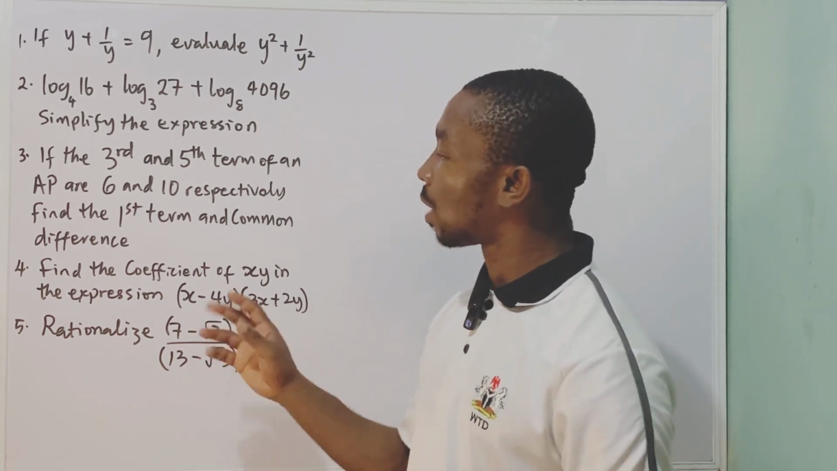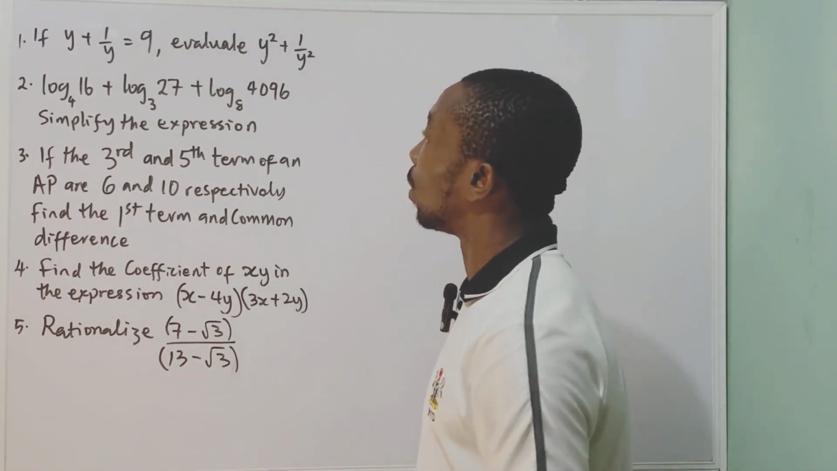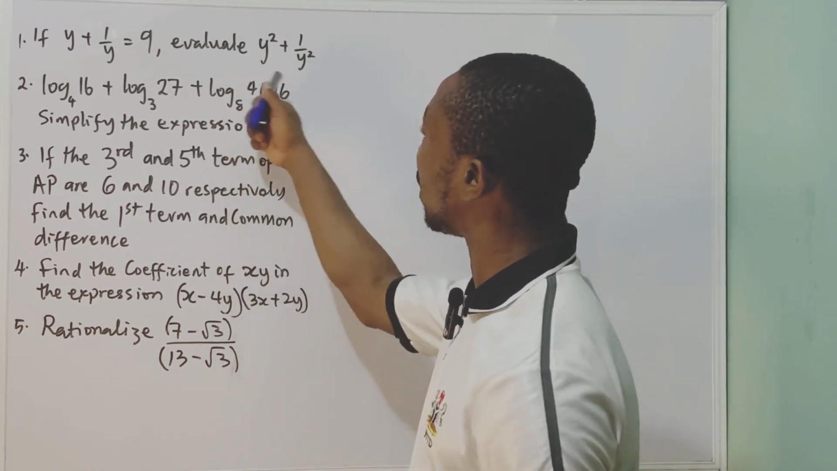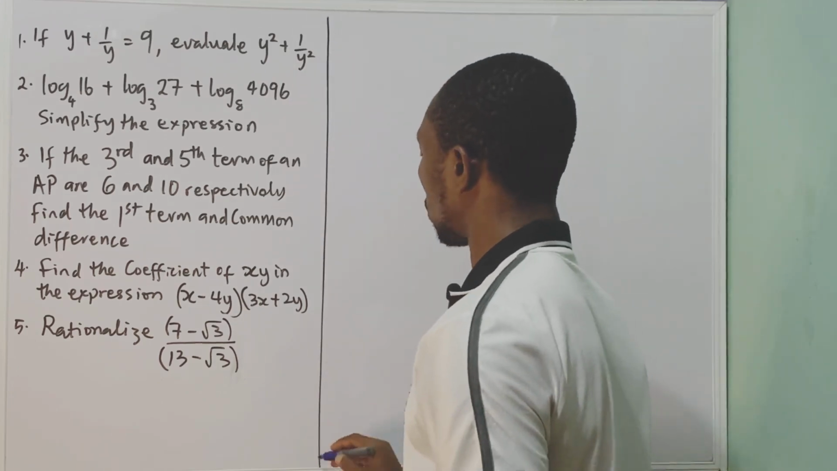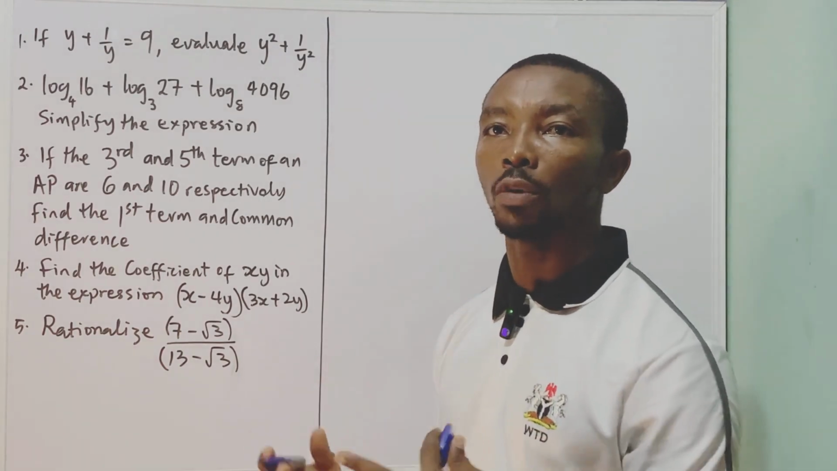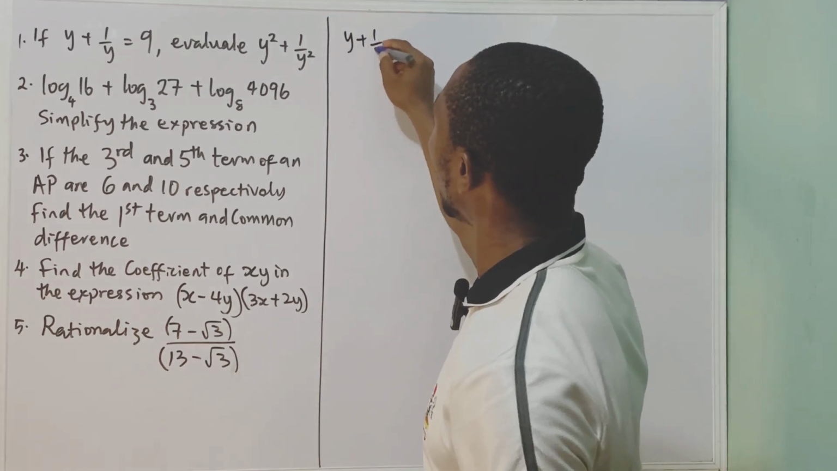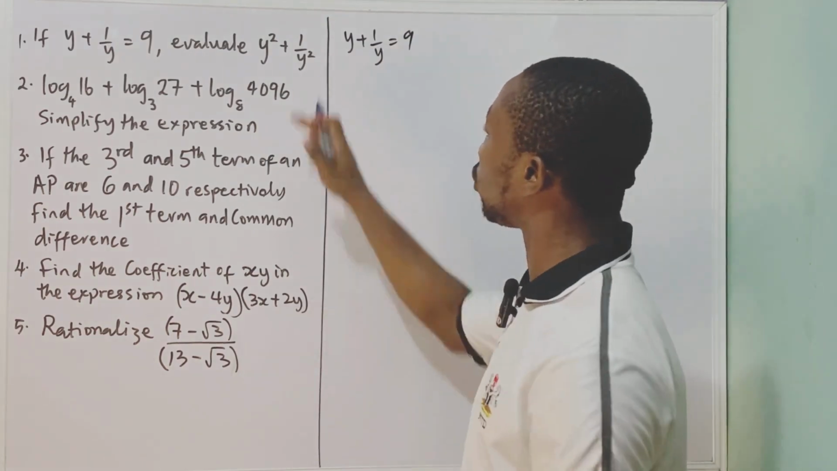Now, our first question says, if y plus 1 over y equals 9, evaluate y squared plus 1 over y squared. Okay, now as a student, how do you solve such a question? We know that y plus 1 over y equals 9. That is given. Now, how do we solve this?